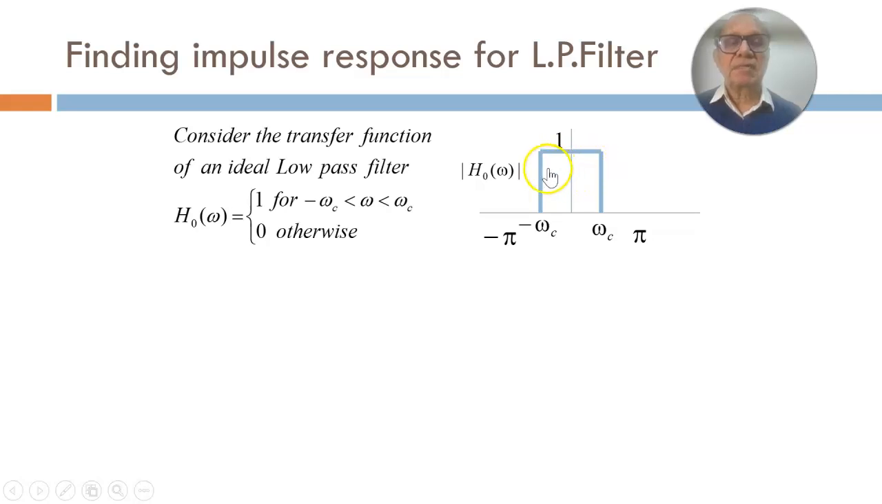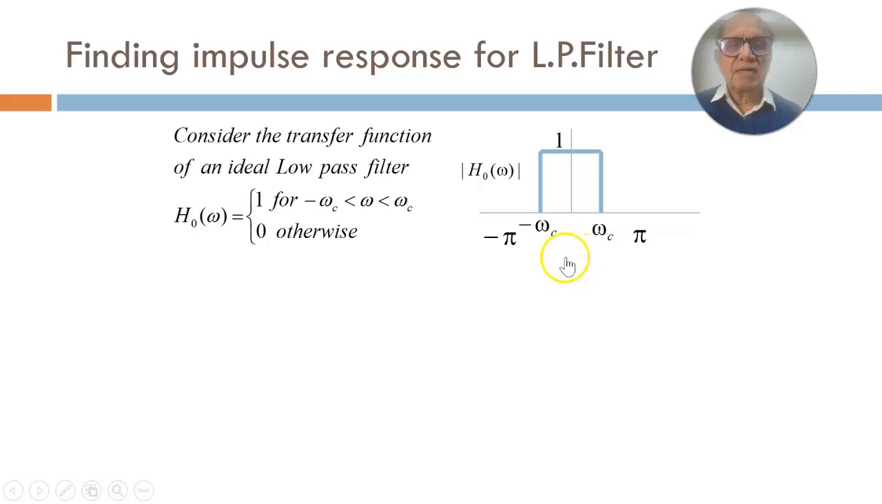And also this is a brick wall kind of response. That means as soon as omega crosses omega c, the gain becomes 0, and if it is less than minus omega c, again the gain is 0. Note that we get negative frequency only because we are looking at the double-sided spectrum. The physical frequencies will of course be from 0 to omega c.